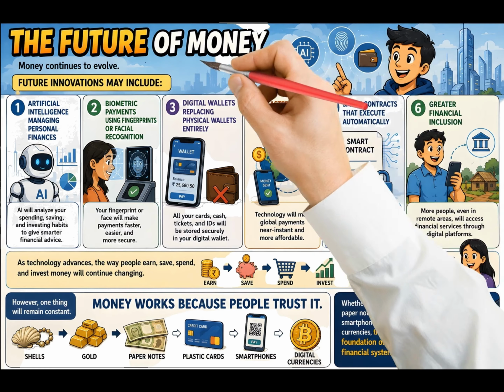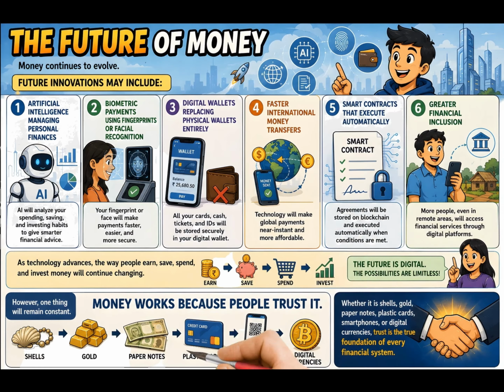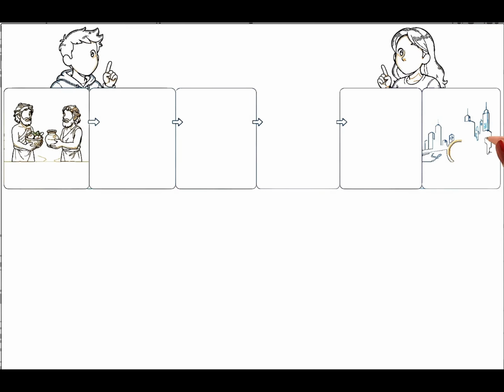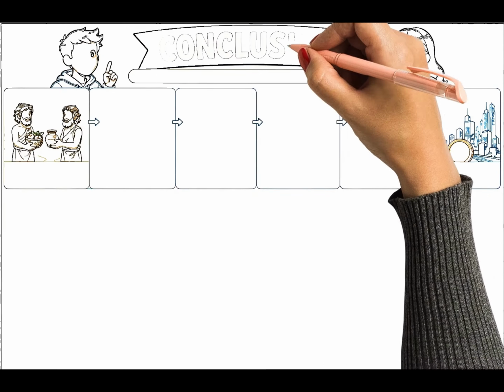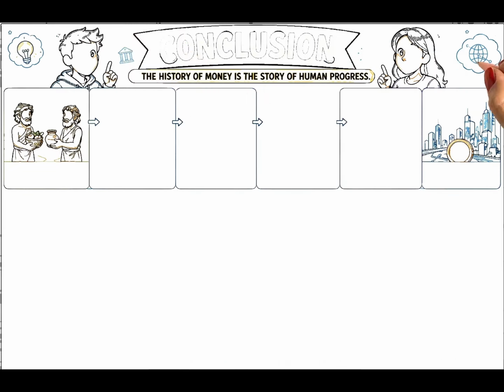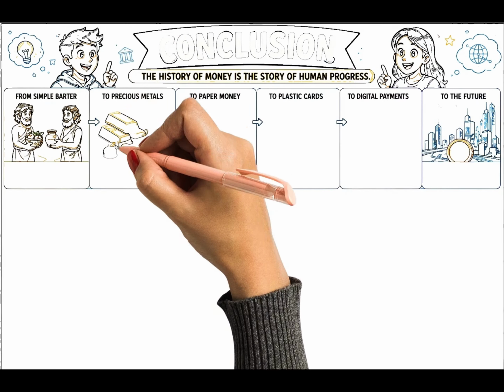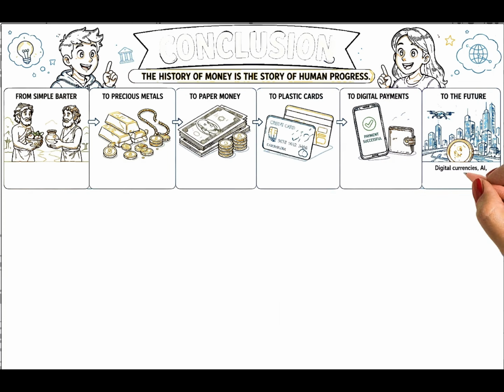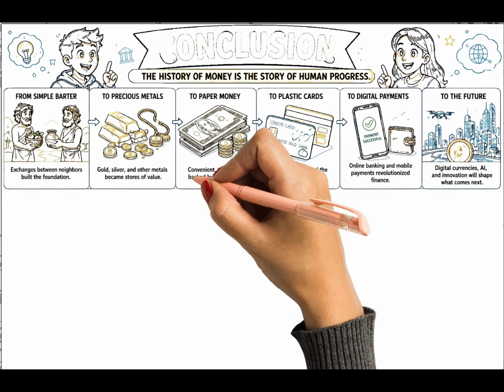Although money has changed dramatically throughout history, one thing has never changed. Money works because people trust it. Whether it is shells, gold, paper notes, plastic cards, smartphones, or digital currencies, none of these systems would function without public confidence. Trust remains the true foundation of every financial system.